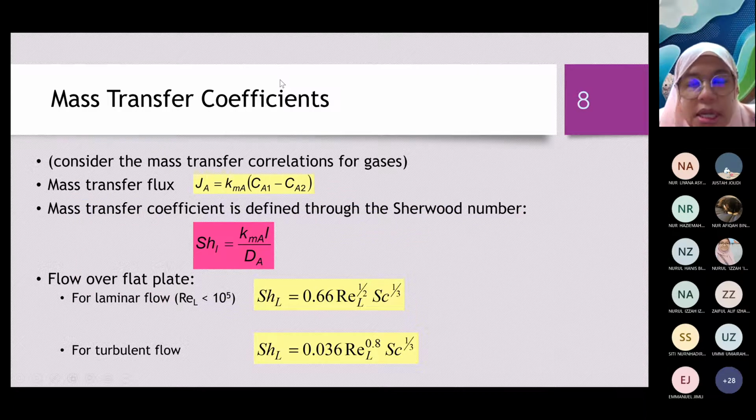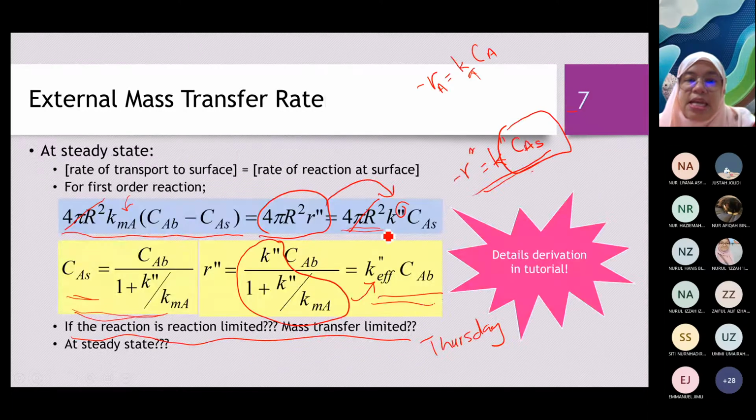Okay. So then we look at the mass transfer coefficient. Previously, we already know what is the overall catalytic rate equation or rate expression. So we will write it in terms of this equation. Now in this equation, we still need to define what is the value of mass transfer coefficient. How can we determine the value of mass transfer coefficient?